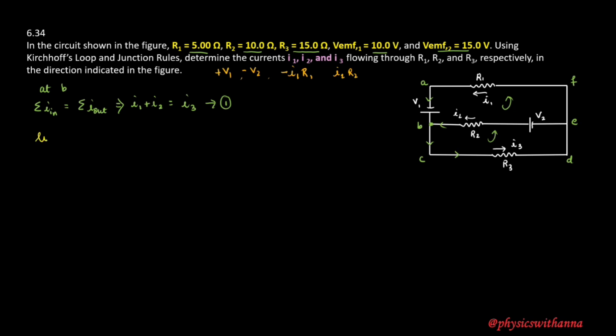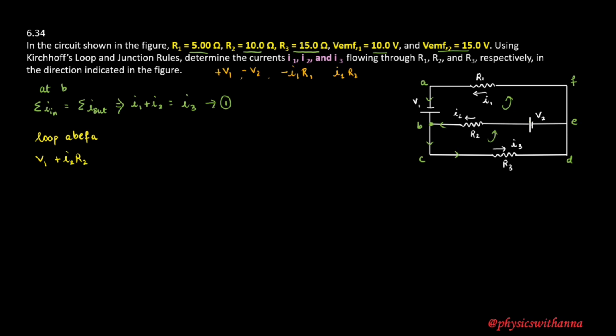So let us first start with loop A, B, E, F, and back to A. Now when I'm going from A to B, I'm entering the negative terminal of the battery. And if you enter the negative terminal, the VEMF here will be positive. So I write V1. Then when I'm going from B to E, I encounter resistor R2. And the current in R2 is opposite to my direction of traversing. We are going opposite to I2. So the potential drop across R2 will be positive. So we write this as plus I2 R2.